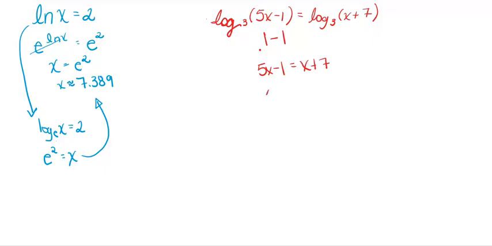So I'm going to subtract x from both sides, and I get 4x equals 8. Divide both sides by 4, and I get x equals 2. It's within my rules, therefore x equals 2. Now, I'm going to come up here and check it. 2 times 5 is 10. 10 minus 1 is 9. And then 2 plus 7 is 9. And 9 is a positive number. That's not 1. So it works.